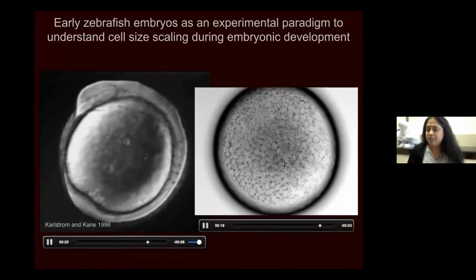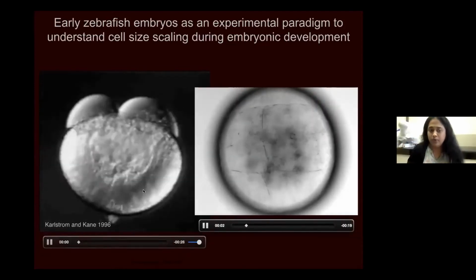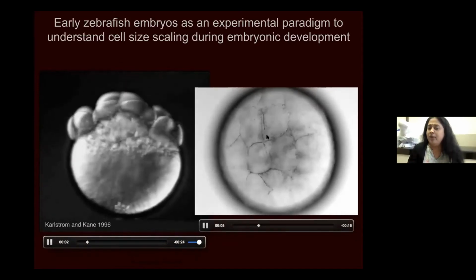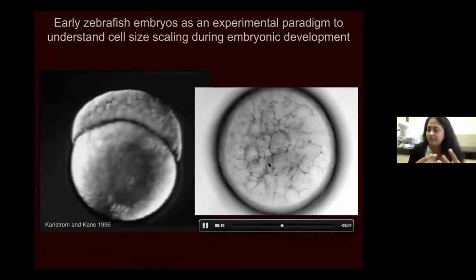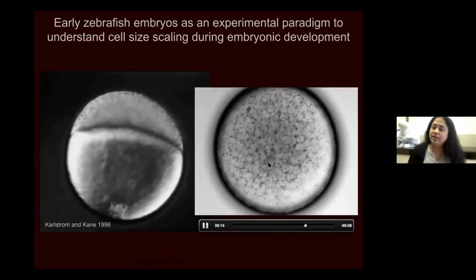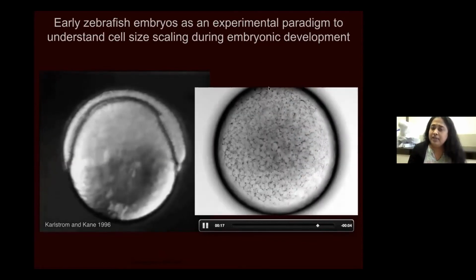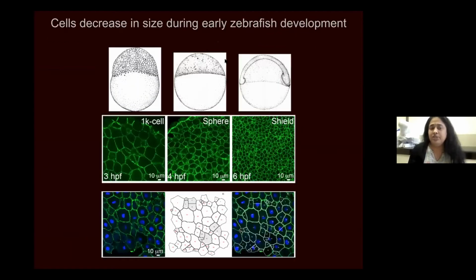And the same process, on this right hand side movie, you're looking at the top view. So you're looking at this part from the top, and you can clearly see that many cells emerge, and each cell in the next cycle is smaller than the preceding cell cycle. So this is called reductive cell division. And reductive cell division, again, is a common phenomenon. It's not unique to zebrafish. But it has not been studied in a quantitative manner in any species. So we wanted to study, yes, we know cell size decreases, but how does it decrease?